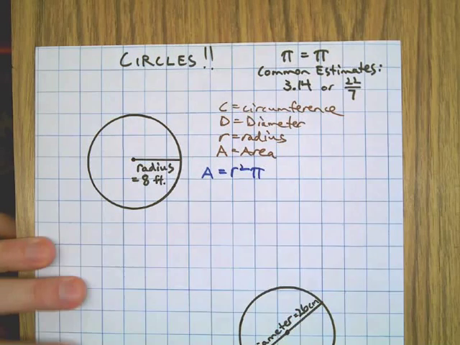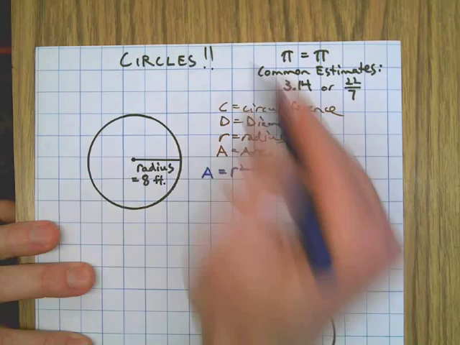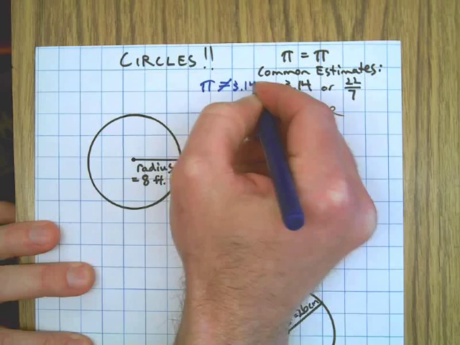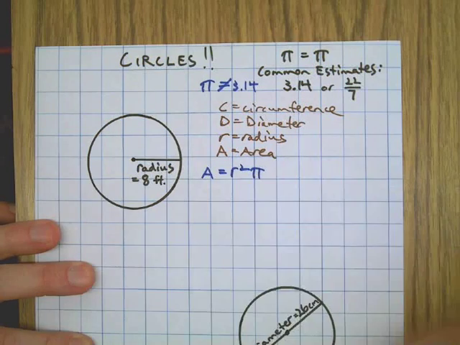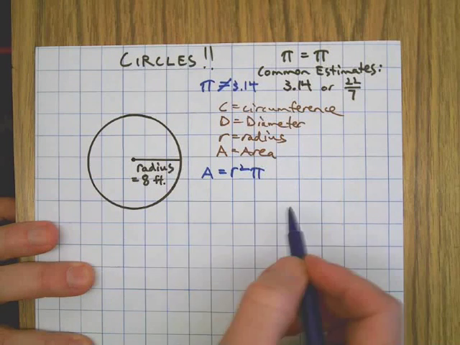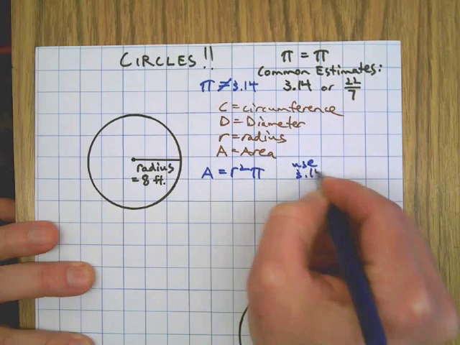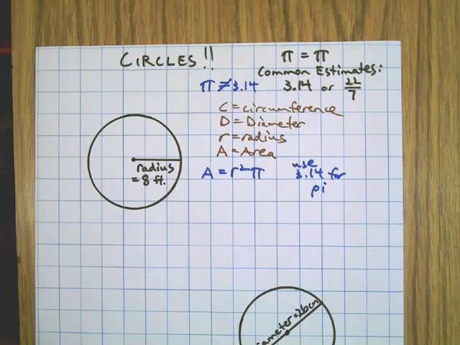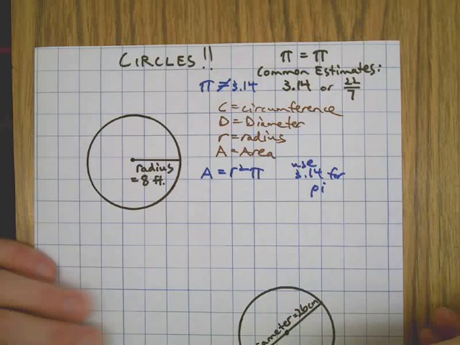Now up at the top, you'll see that I have pi equals pi, but pi does not equal 3.14. 3.14 is a common estimate used for pi for doing calculations like this. So that's what I'm going to use for all of these problems. Depending on the problems you're working on, what book you're working out of, it may tell you to use the pi button on your calculator, and that's fine.